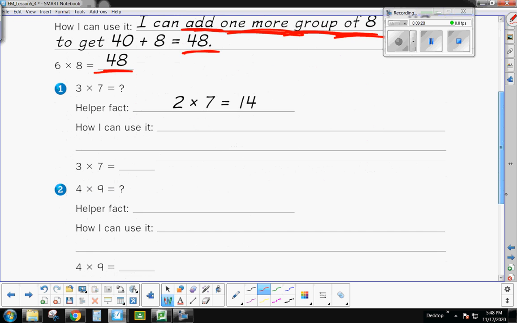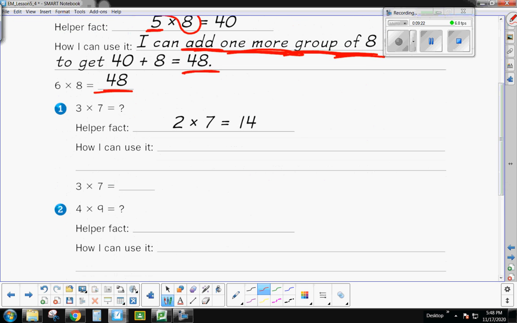All right, let's look at number 1. They wanted you to find the answer to 3 times 7. Now, they already told you the helper fact with this one. They made it a little bit easy on you. And we're going to use the helper fact of 2 times 7. Okay, because 3 and 2 are close together. You know what 2 times 7 is.